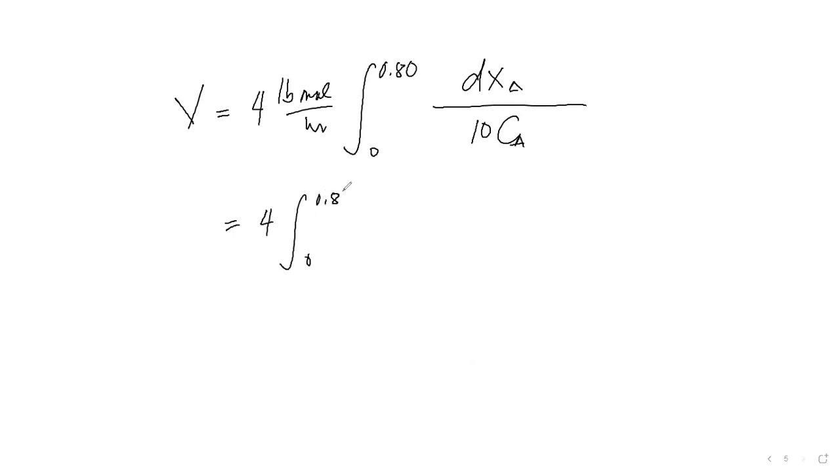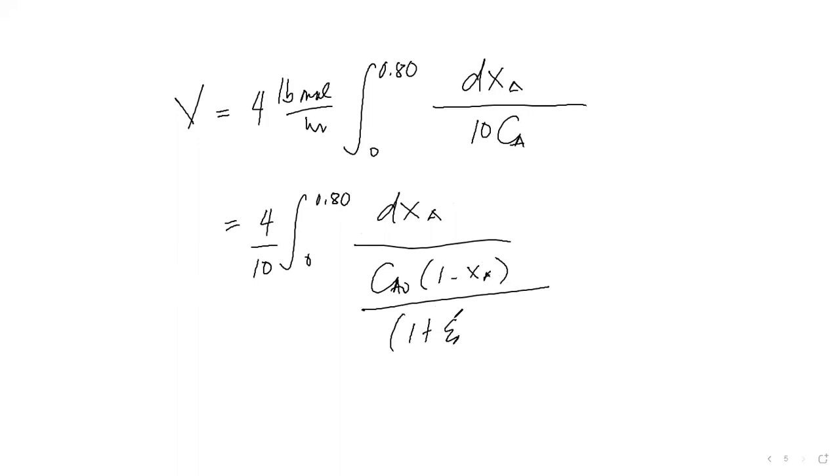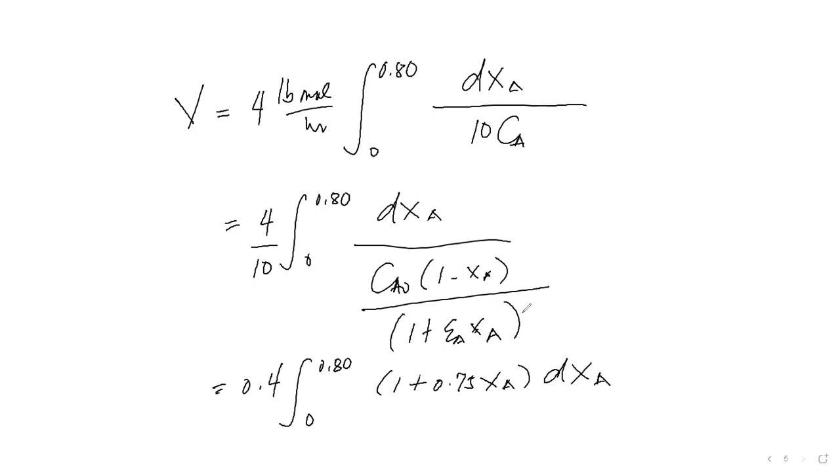0 to 0.8. Just take note of the set of units there. dXA? This 10 I can place here. And I will have here CaO just the same as what we have done in the fourth sample problem. Now this is a 0.4. This one goes up. So you have 1. And we have determined epsilon A to be 0.75 a while ago. So this is XA. So this one goes up.